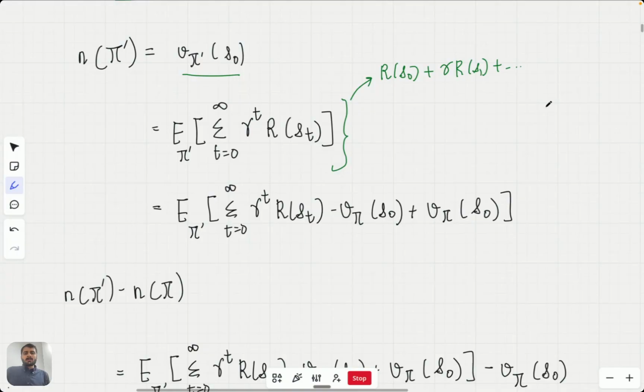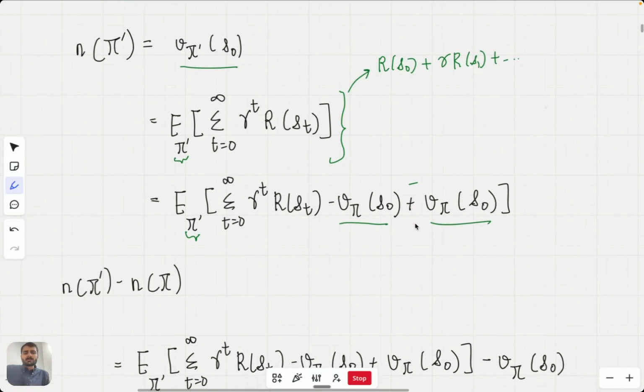Now I do a mathematical operation here. I subtract from a value and I add that same value. So I subtract from V pi of S0 and I add V pi of S0. Remember, this expectation is taken over the new policy pi dash, but here inside the expectation I am subtracting and adding the same quantity. I can do that because this is 0 anyways.